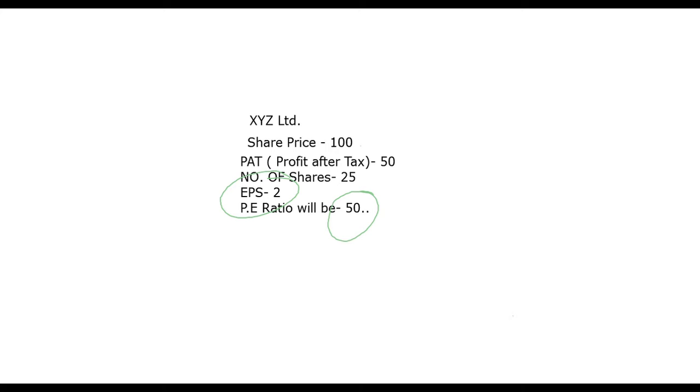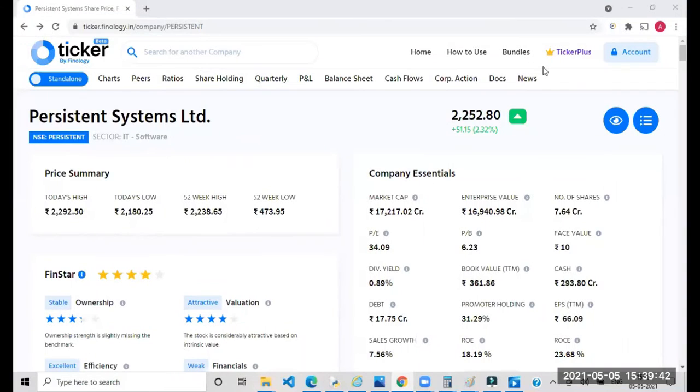And now we'll understand this by seeing an actual company. So here you can see that the EPS of Persistent Systems is 66 rupees and the current share price is 2250 rupees. That means that to earn 66 rupees, I am paying 2250 rupees, which is 34 times the EPS. And the 34 times is nothing but the PE ratio.